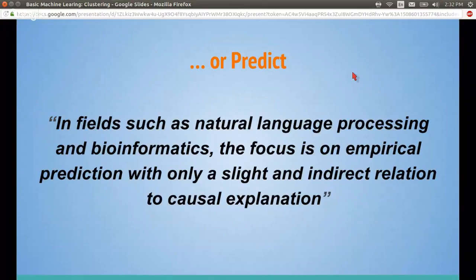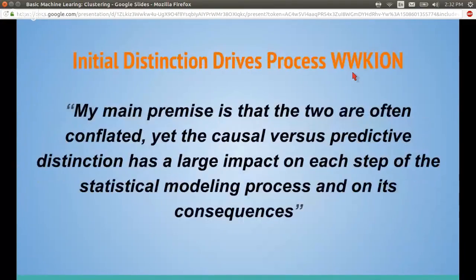Empirical prediction just means based on the actual things that you see. It's not theoretical. Empiricism means that you're actually looking at what's happening in front of you to draw your conclusions and not basing it on a theory. So he's saying in these fields like bioinformatics, the focus is more on empirical prediction, and they don't really get much into causal explanation. In his paper, he says, my main premise is the two are often conflated, yet the causal versus predictive distinction has a large impact. And to me, this is really critical, has a large impact on every step of statistical modeling.